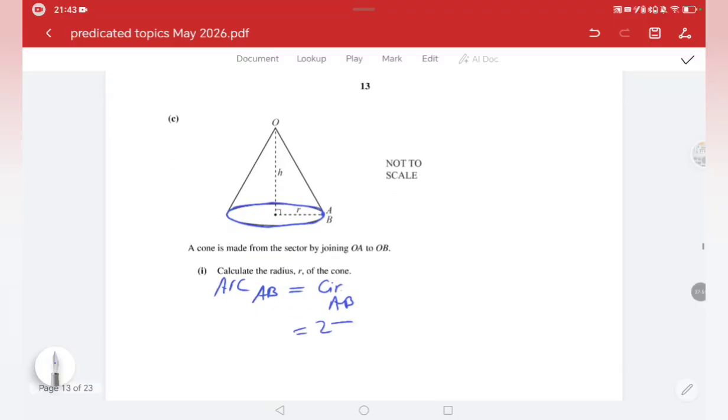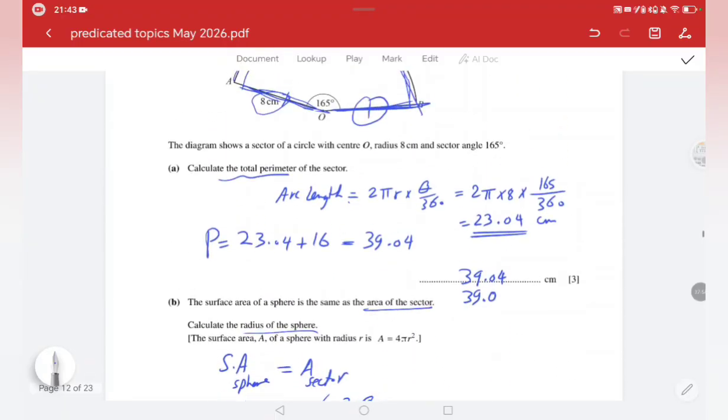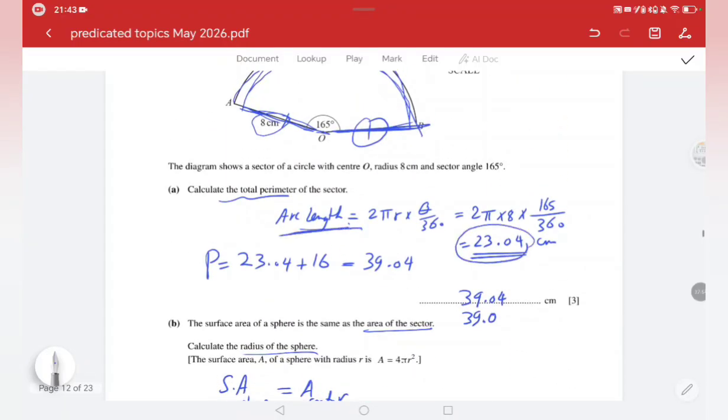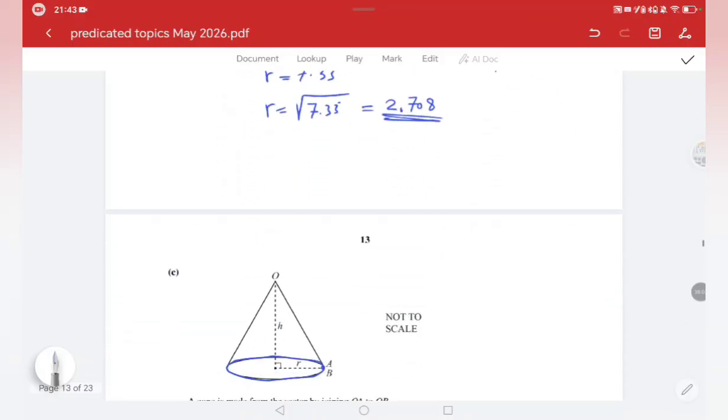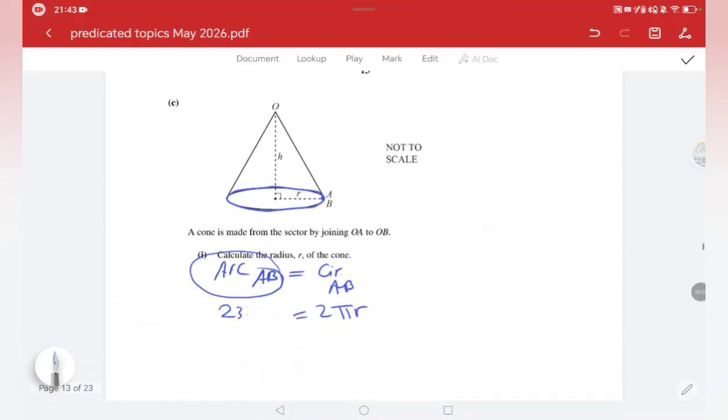The circumference is 2 pi r. What was the arc length of AB? We found the arc length of AB before. It's 23.04. So divide both by 2 pi. So r equals 23.04 over 2 pi. So the answer is 3.67.